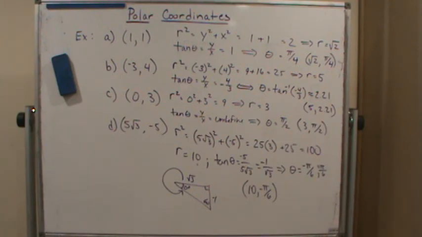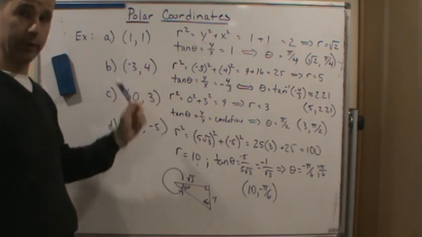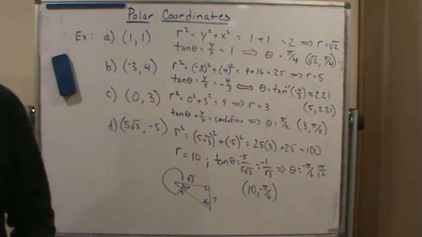Okay, and that's it. So now in the next video we'll do an example where we're going to go from polar coordinates to rectangular coordinates, and that's where the other formulas come in.